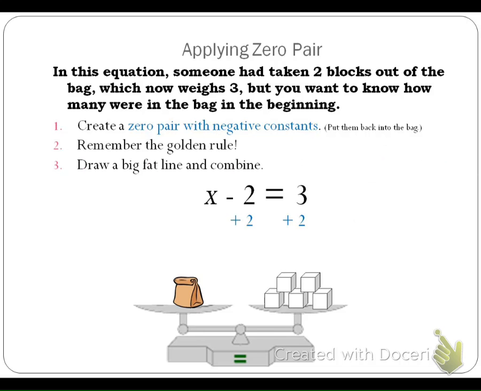By doing this, we created our zero pair. So we're going to draw a big fat line, and now we're ready to combine. We had the like terms of 3 and positive 2, and we use our rules of adding integers here. We had the zero pair on the left-hand side, so that cancels out. On the right-hand side, you have a 3 and a positive 2. Those are the same signs, so you have to add. Therefore, our value of x is equal to 5.